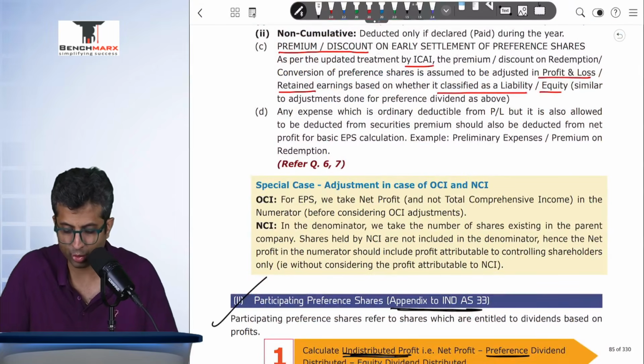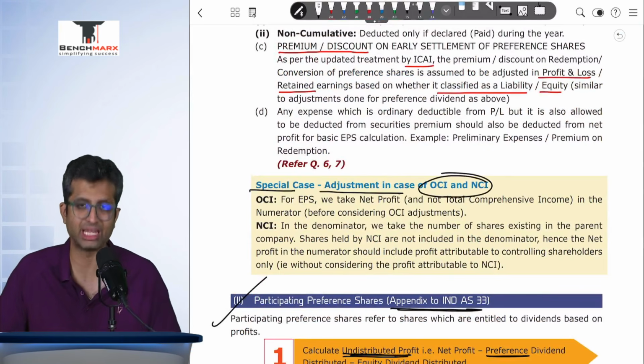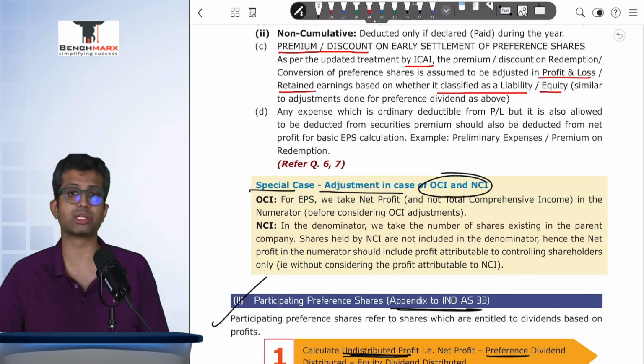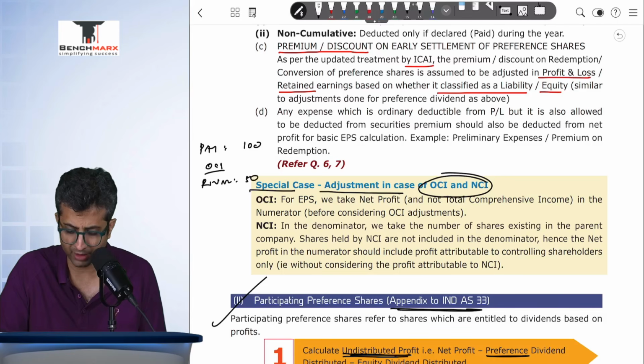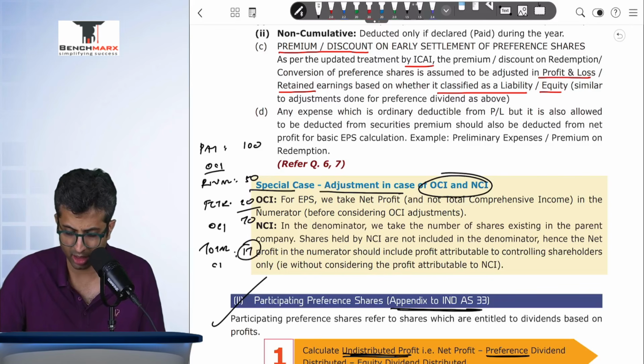Before you go into the diluted EPS, a couple of special things that you have to remember in case of OCI as well as NCI. Remember, it is possible that there is other comprehensive income. Let's say your PAT, for example, is 100. Then in OCI, there can be a non-reclassifiable OCI like a revaluation reserve of 50. And there can be a reclassifiable OCI like a foreign currency transaction reserve of 20. And hence your OCI would be 70. And your total comprehensive income would be 170, which is 100 plus 70. Can I say this would be 170?